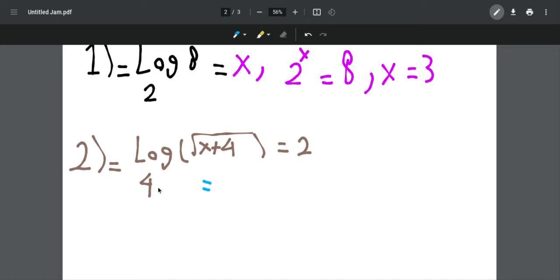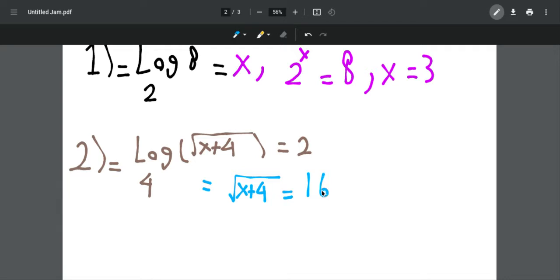We raise the base to the answer. So we get the square root of x plus 4, the inside of the log, is equal to the base raised to the power of the answer of the log, which in this case is 2, so it is equal to 4 to the power of 2. 4 squared we know is 16.